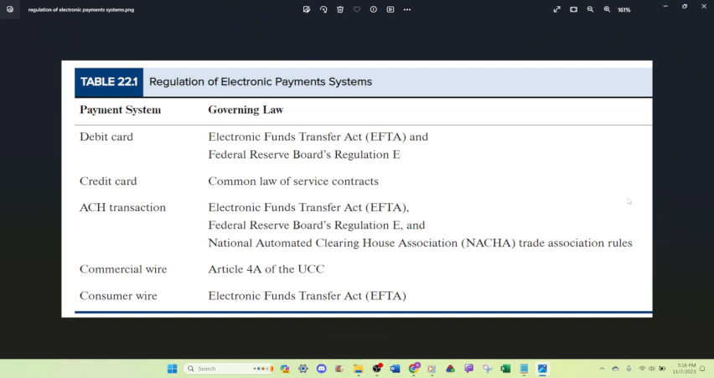Debit card is Electronic Fund Transfer Act. Yeah, Federal Reserve Board Regulation D. Credit card is common law of service contracts.